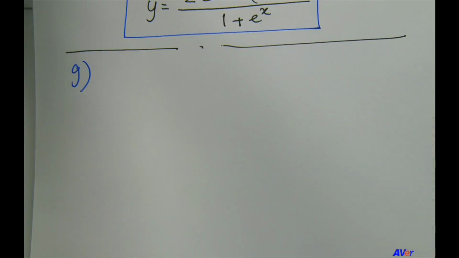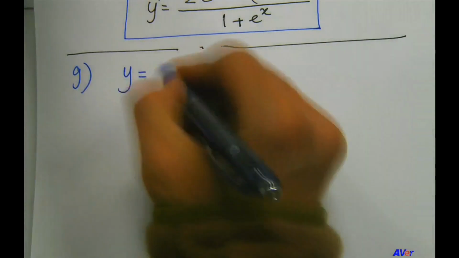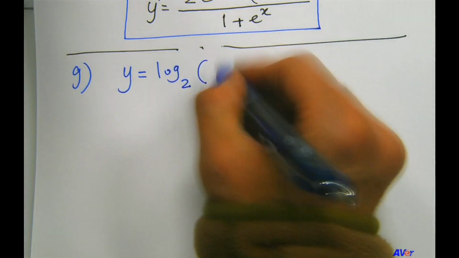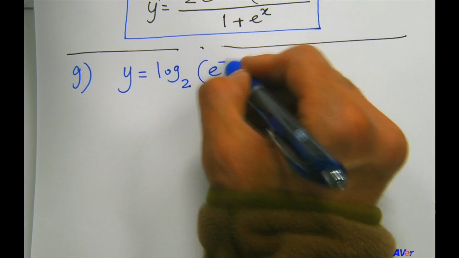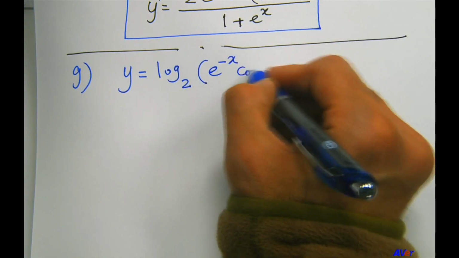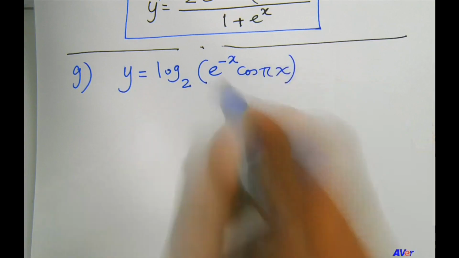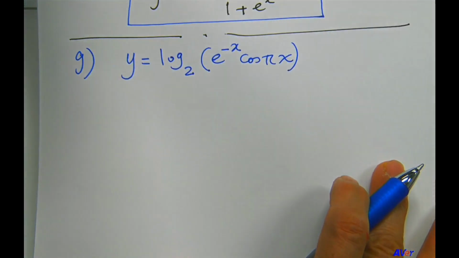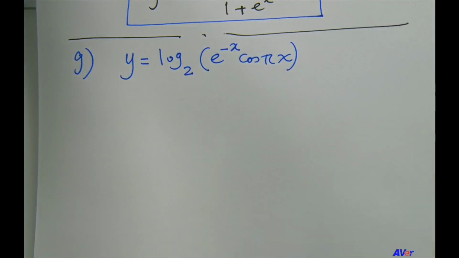Suppose we want to find the derivative of y equals log base 2 of e to the minus x power times cosine of pi x. Okay? So what would you do here? What would you do? Think about it. And I hope you've been pausing the video at the beginning of every example to do your own work before you see these solutions. But what would you do at this point?